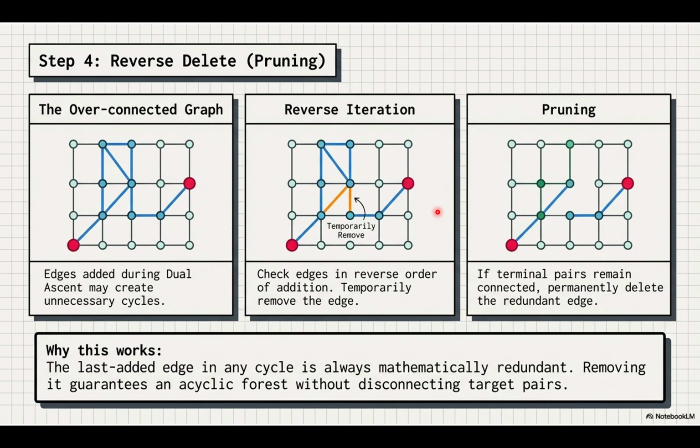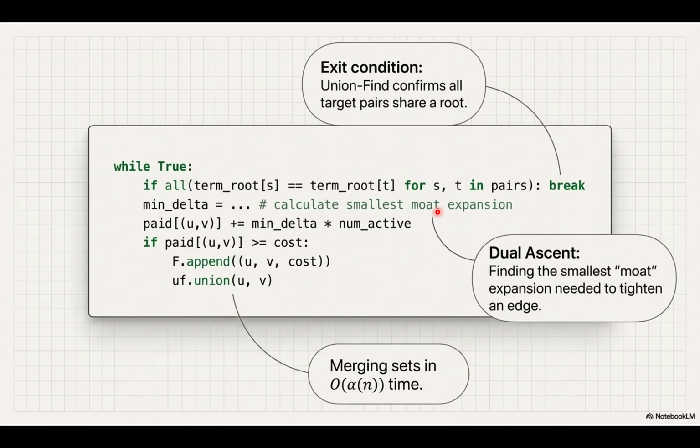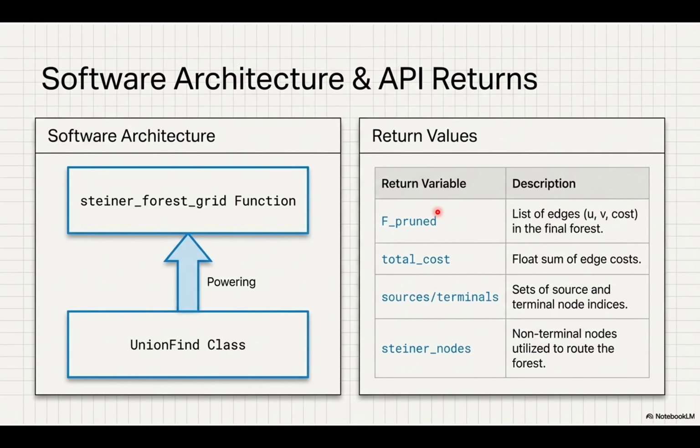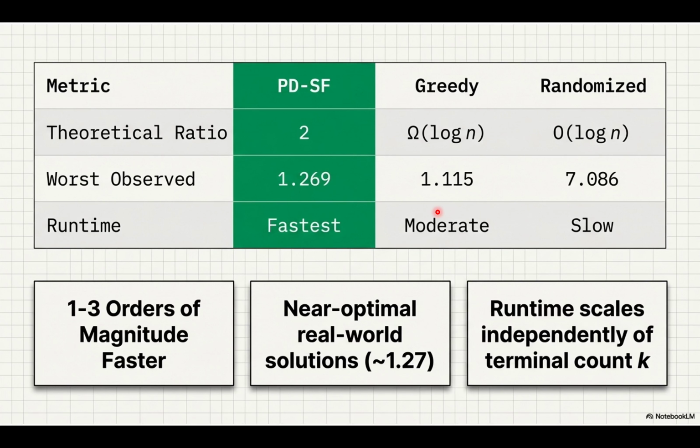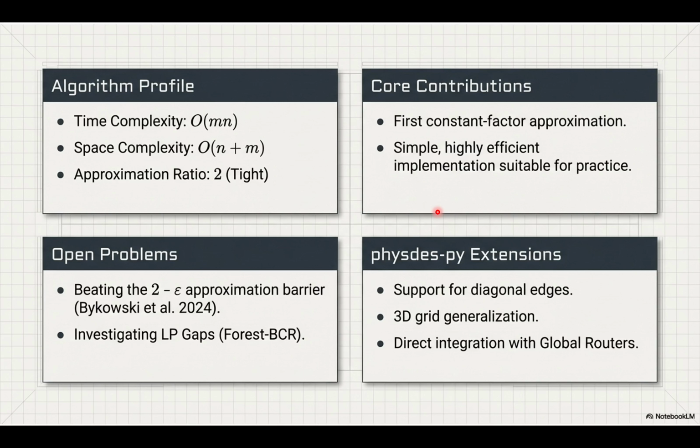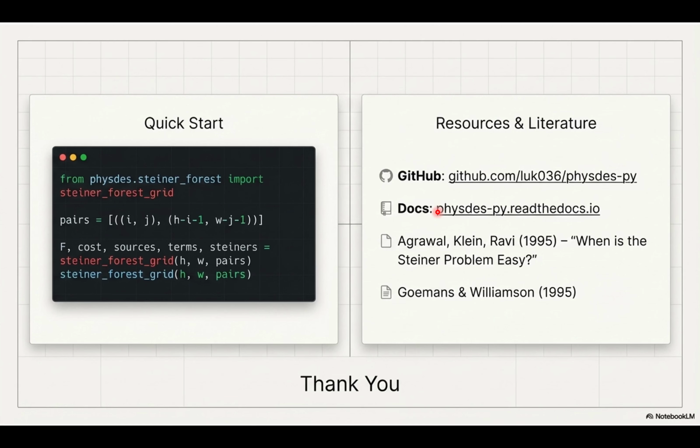And the most exciting part is that the documentation emphasizes this is not a finished project. The developers actively maintaining FSD's Pi are expanding the architecture right now. What are they adding? They are adding support for diagonal edge routing, generalizing the mathematics to operate in fully 3D grid environments, and building direct integrations with global routers to transition the math straight into hardware manufacturing. So the tool is alive, and it is evolving.